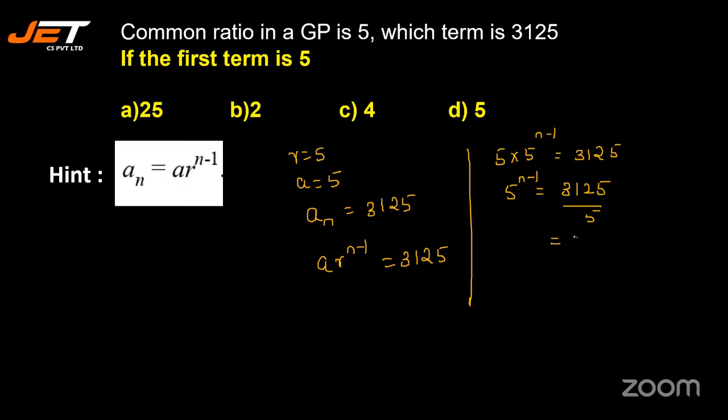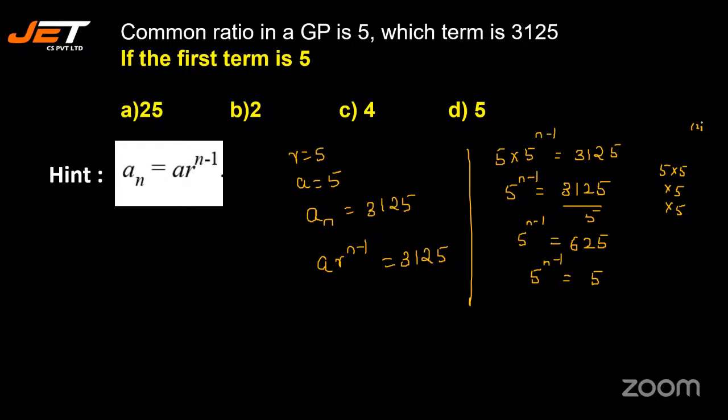So let's cancel it. 5 6s are 30, 5 2s are 10, 5 5s are 25. So 5 to the power n minus 1 is 625. So let's make both the bases same. 5 into 5 is 25, into 5 is 125, into 5 is 625. So 1, 2, 3, 4. So 625 is 5 to the power 4.